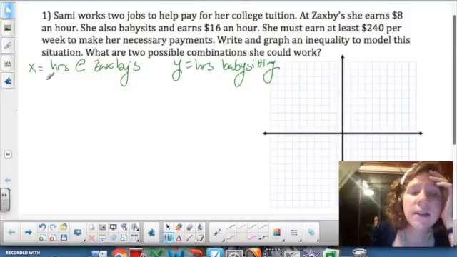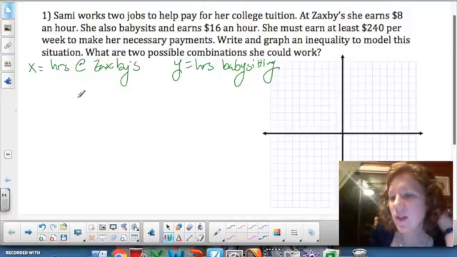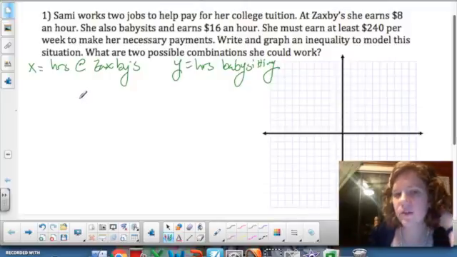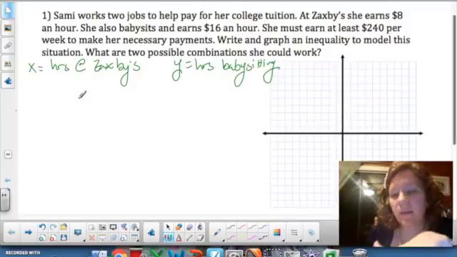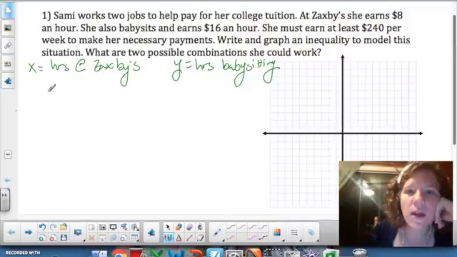Okay, notice I didn't have the conversation about which one's independent and which one's dependent, because for this one, there is no clear independent or dependent variable. Zaxby's doesn't depend on babysitting. Babysitting doesn't depend on Zaxby's. It can just be random. So now let's try and write this inequality.